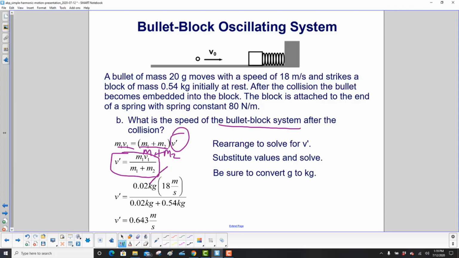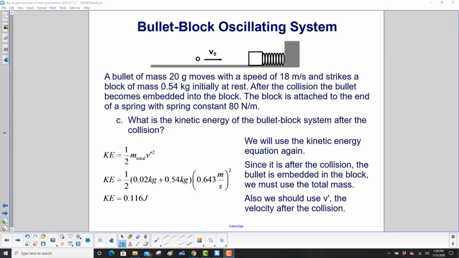We put in our masses. Be sure to convert grams to kilograms. And it looks like we just have to do it for the bullet. The block already is in kilograms. We have the initial velocity of the bullet, and then the final velocity of the bullet block system after the collision is 0.643 meters per second. And not really the final velocity, but it's the initial velocity once the bullet gets stuck in the block and starts to compress the spring.